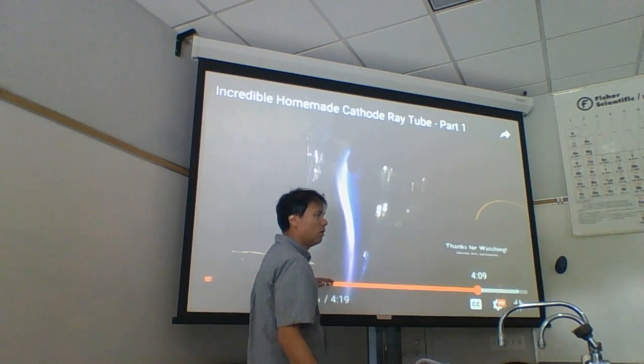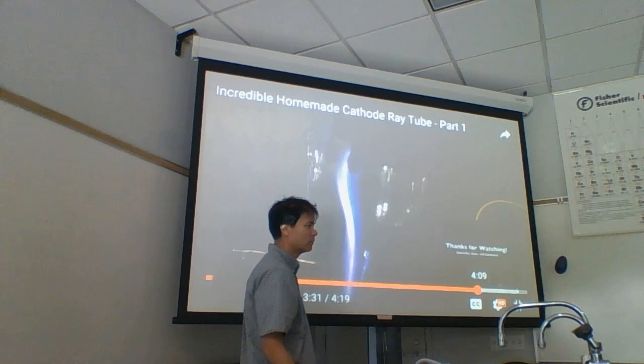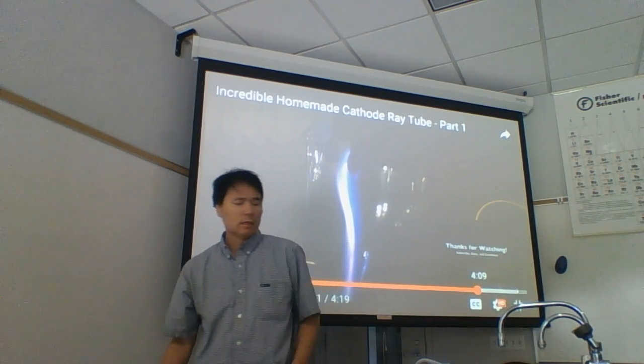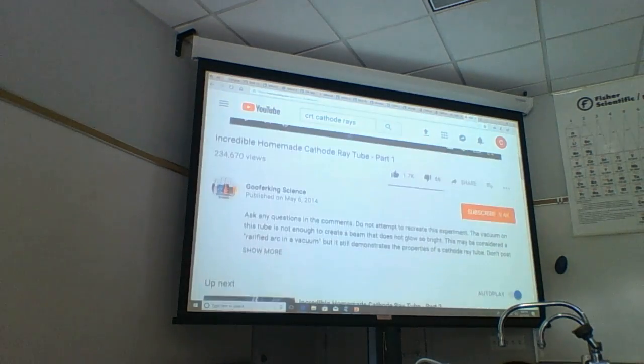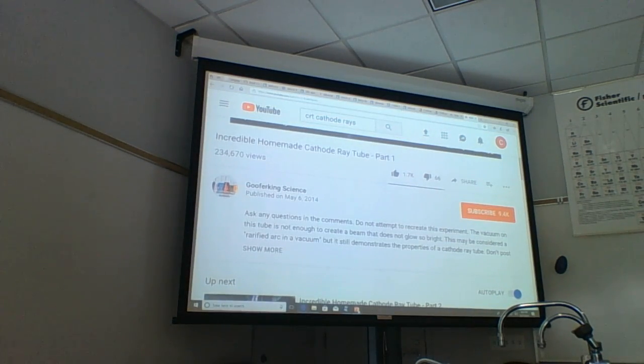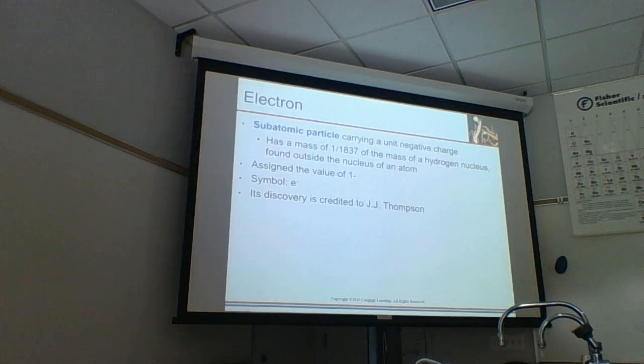But did they test all atoms? No, they didn't. They just made an inference. So basically, if it worked for all these, then most likely it works for all. They can't use all atoms anyway because not all atoms conduct electricity. So that's a cathode ray tube. That's how the electrons were discovered.